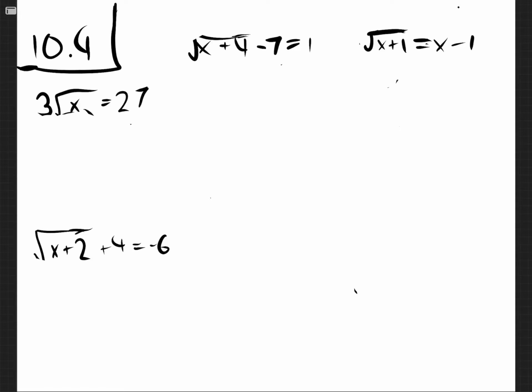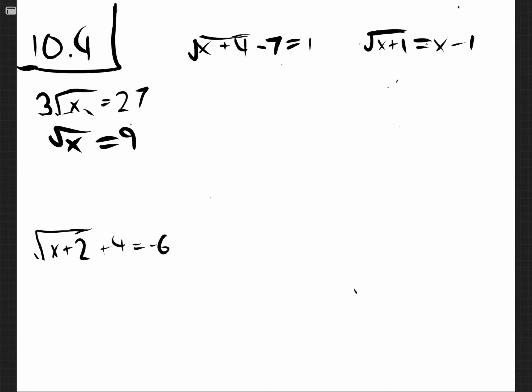So, for this section, this is section 10.4, what we're going to be doing is simplifying or solving equations with radicals. So, the first example is pretty simple on the top left. 3 root x equals 27. So, do exactly what we've done before. You divide both sides by 3, and you get square root x equals 9.